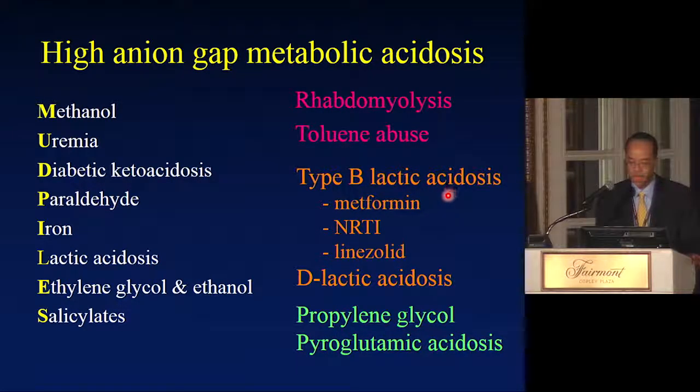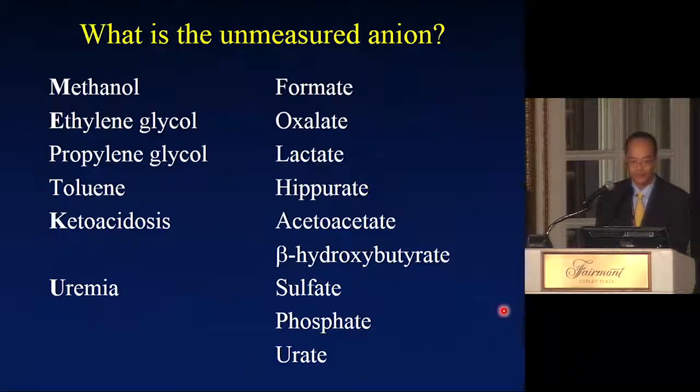In addition, all of the endogenous lactic acid, like all of our endogenous amino acids in our body, are of the L optical isomer, but you can also get lactic acid generated in the gut, which is D-lactate, and that's called D-lactic acidosis, which we'll go into. And that's important to recognize because when you send the lactic acid to the lab, it does not measure this. And then a couple of others to remember, propylene glycol and pyroglutamic acidosis, which is also called 5-oxoprolinuria.